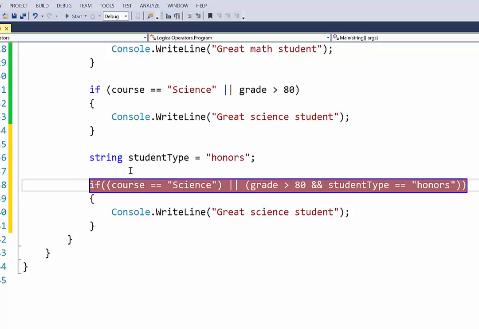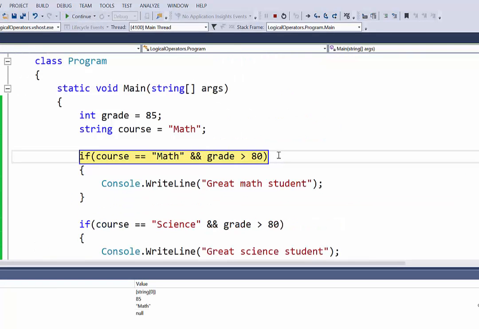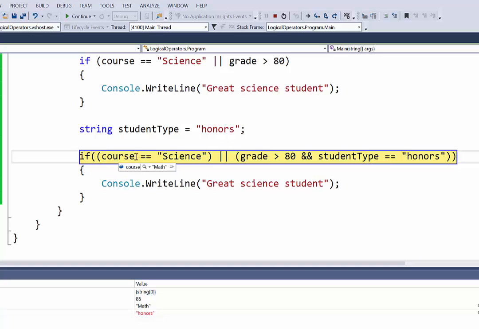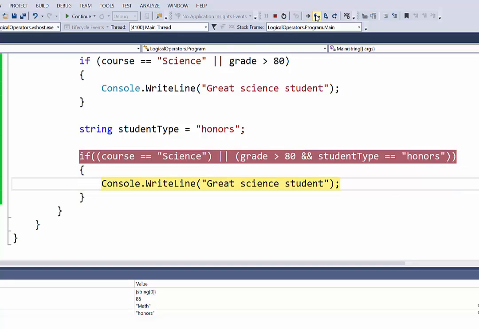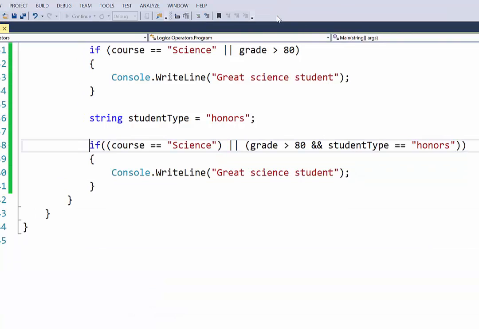So we can see, setting the student type to honors and running our program, course equals science is not true, but our grade is greater than 80 and our student type is honors, so this if statement still becomes true because those two statements are evaluated as one, and in an OR condition, only one side of the evaluation has to be true.